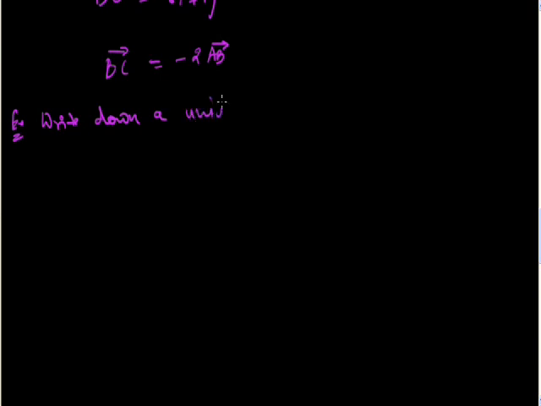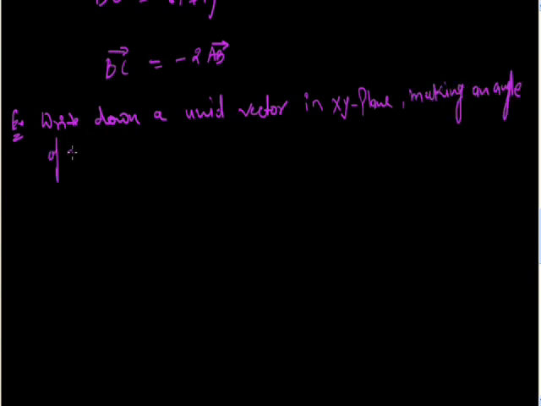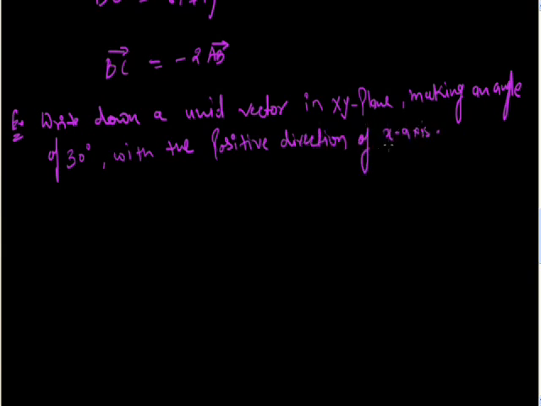Write down a unit vector in the xy plane making an angle of 30 degrees with the positive direction of the x-axis. Solution: let P(x, y) be a point in the xy plane. Now it's an xy plane. Point P makes a 30 degree angle with the x-axis. So now draw a perpendicular, that is x, and this is y.